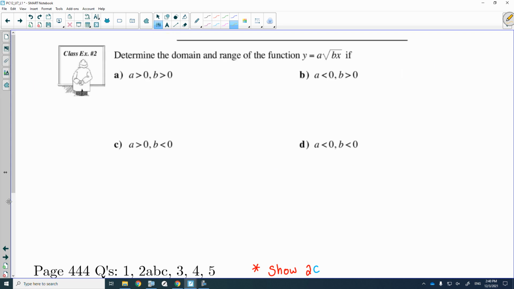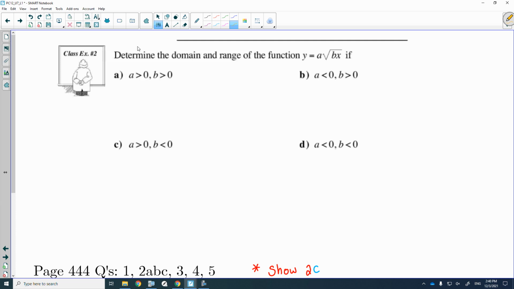The last class example says determine the domain and range of the function, and it's telling us basically it's going to give us a vertical stretch and a horizontal stretch, okay? And it's going to give us different situations. So a is greater than 0, b is greater than 0.